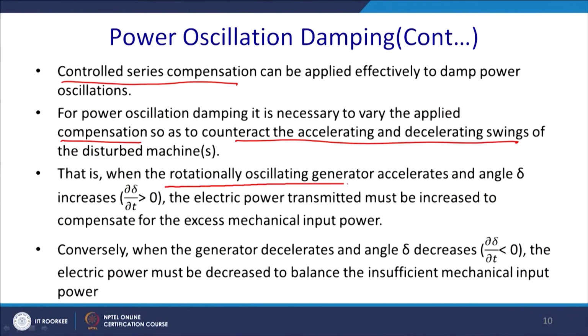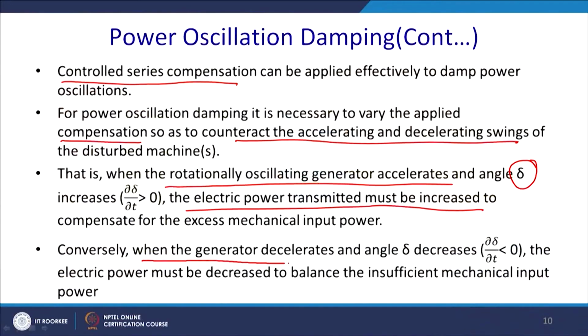rotationally oscillating generator accelerates, an angle delta increases, and thus electric power transmitted must be increased to compensate the extra mechanical power. So, you require to do the needful to increase the power handling capability of the line as supplied by the mechanical devices. Conversely, when actually power generation decreases in the line, you have to also reduce the power handling capability of the line, otherwise it will lose the synchronism.